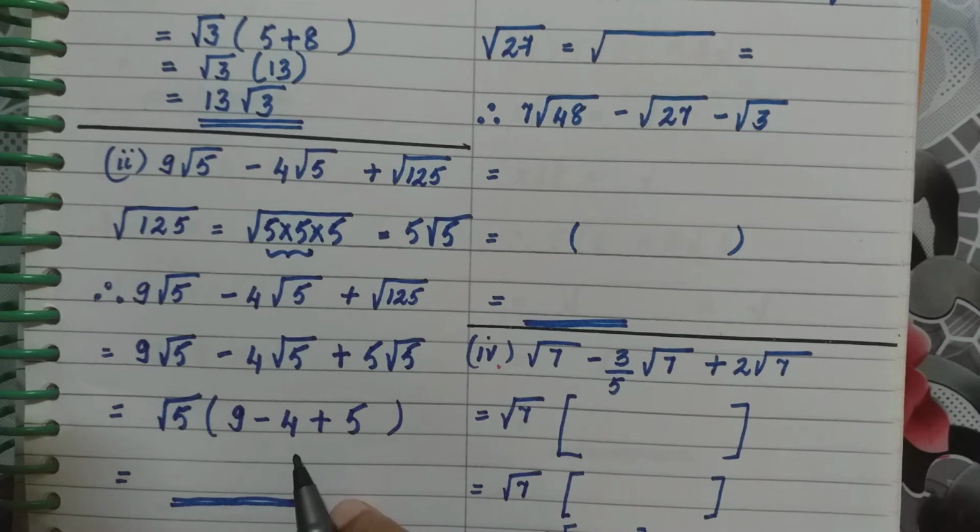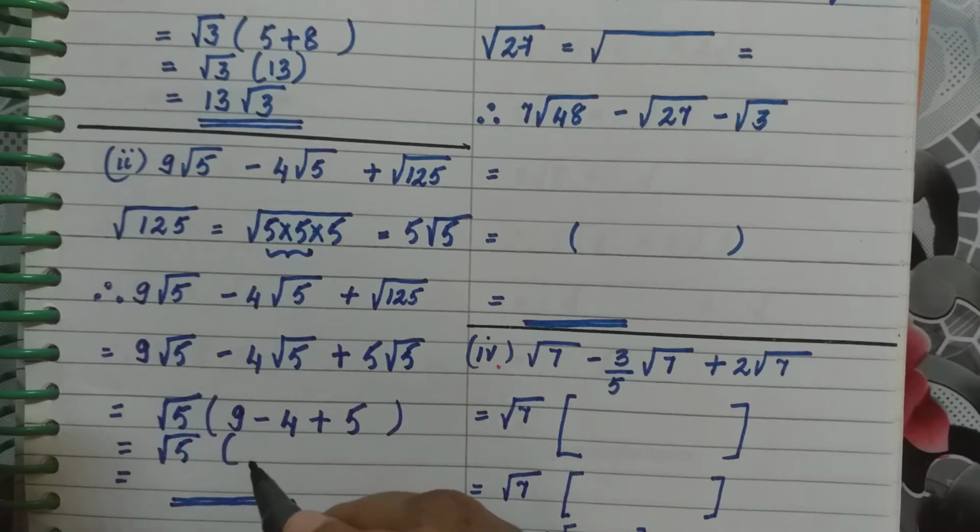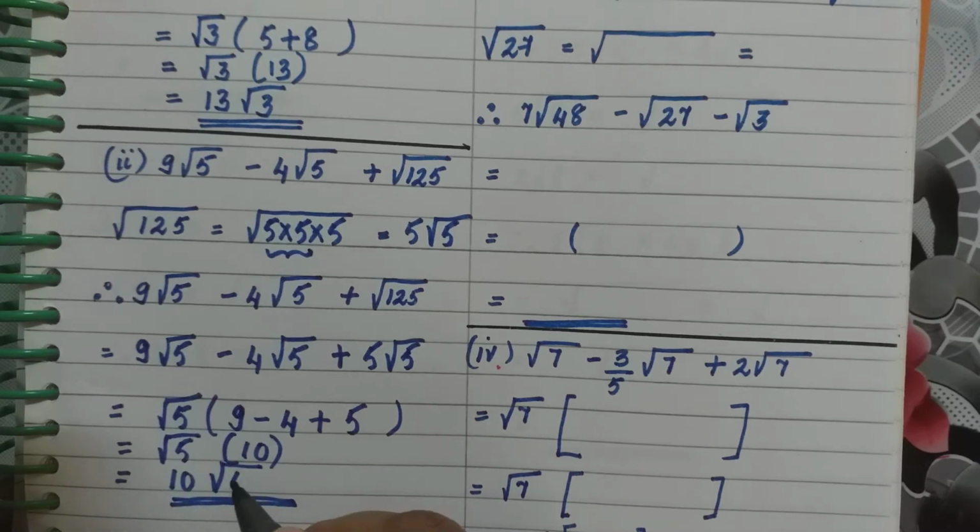Now what is 9 minus 4? It is 5. What is 5 plus 5? It is 10. So this is equal to square root of 5 into 10. That is 10 square root of 5.